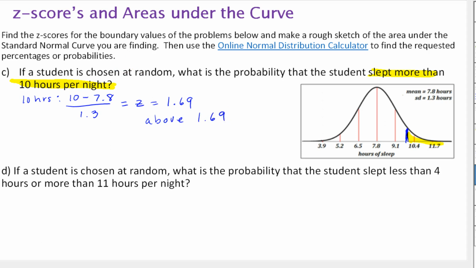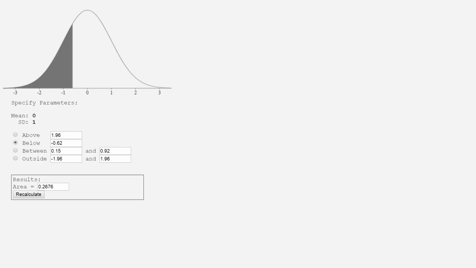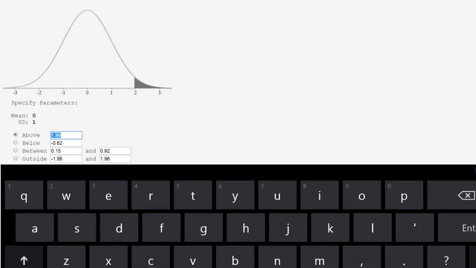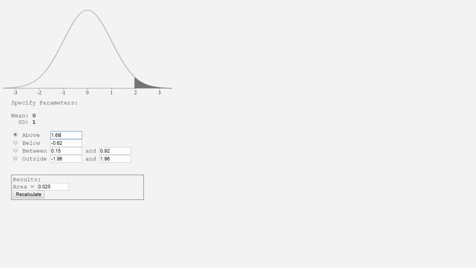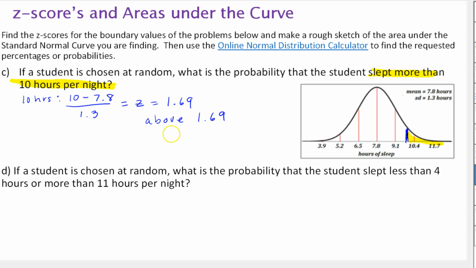So let's go to the calculator. I'm going to change this from below to above. And I am going to change this to 1.69. Do I have to backspace first? There we go. 1.69. And I'll click recalculate, and notice it matches our picture, and the area is 4.55%, and that also corresponds to the probability.